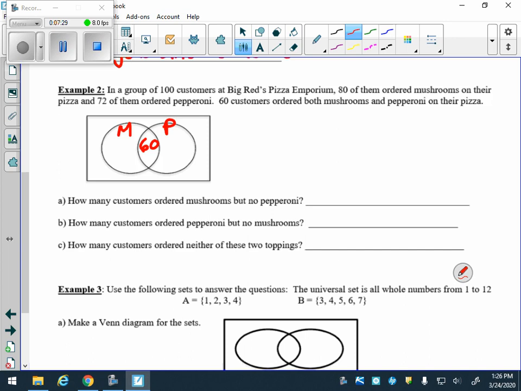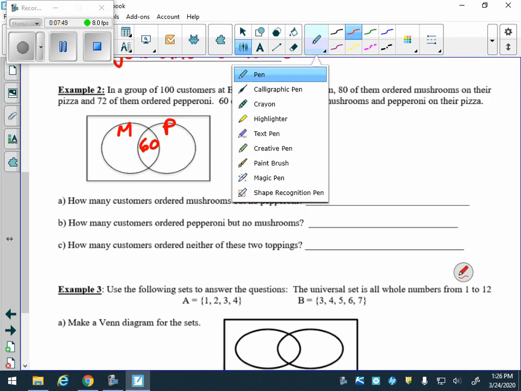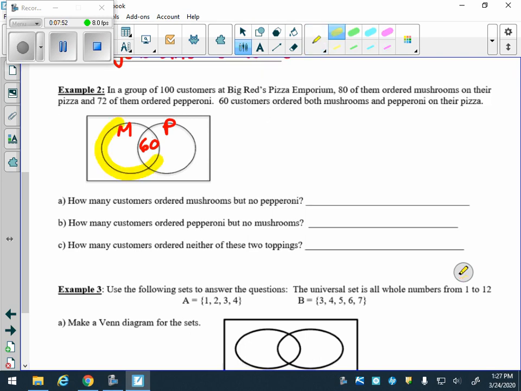Okay, the whole thing is out of 100, but if you add up 80, 72, and 60, that's over 100. Because why? 60 is actually counted twice. So we have a total of 80 of them ordered mushrooms. So this whole circle has to equal 80. Well, we're already using 60 of it. So what is left? So M has to equal 80. So those that only wanted mushrooms is 20.